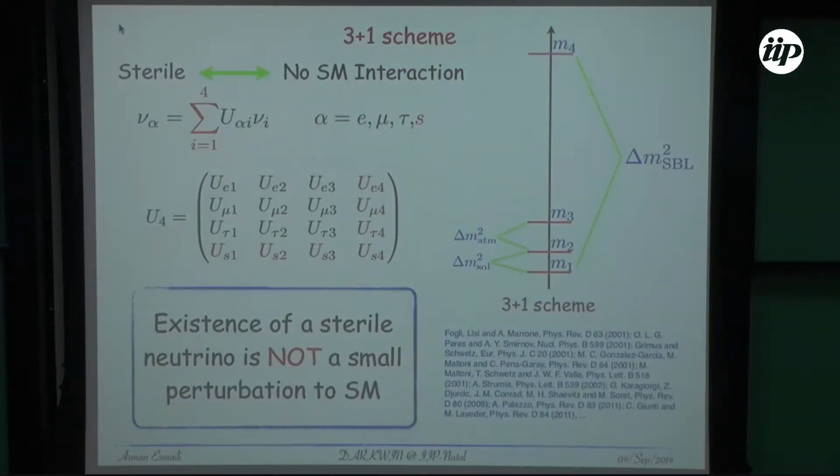So what is this extra neutrino? Phenomenologically, what you can do is assume there is one more mass eigenstate, m4. What you have to do from a phenomenological point of view is easy. You just extend your matrix from 3 by 3 to 4 by 4, so you have one new column and one new row.